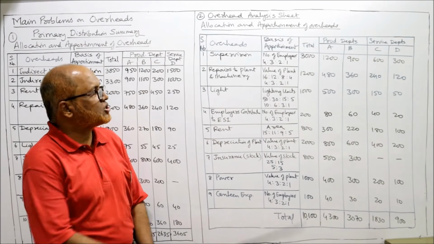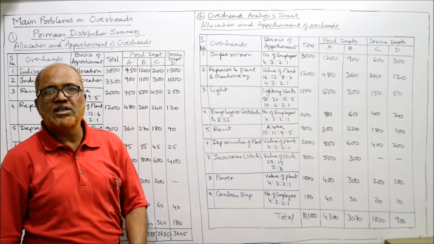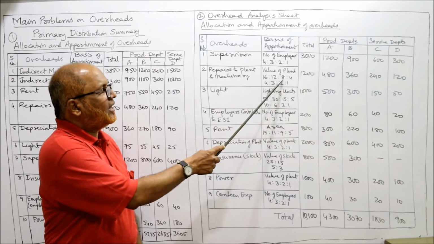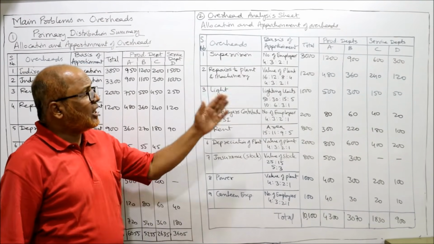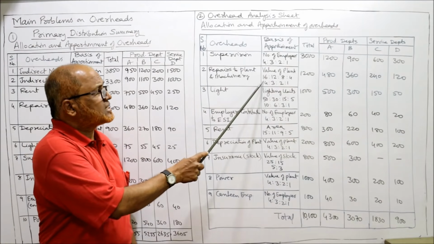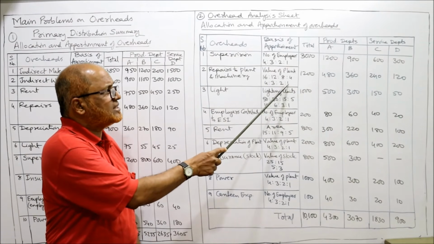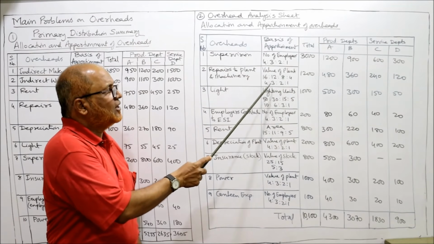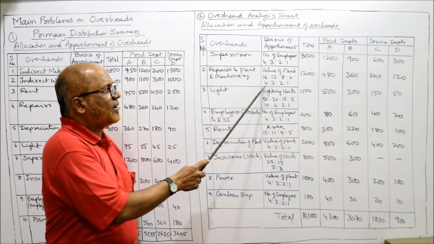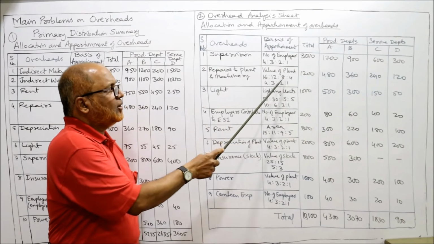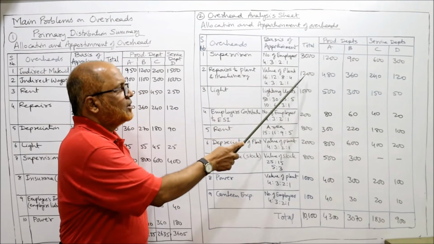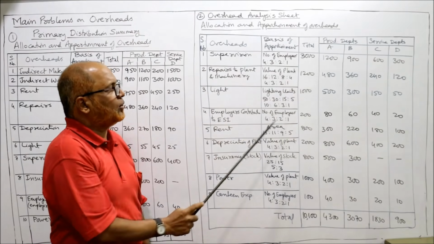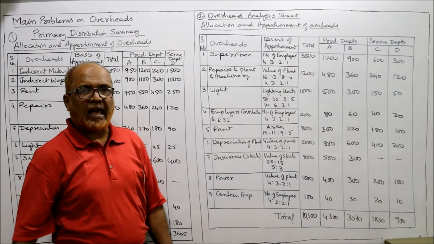Repairs to plant and machinery is given as 1200 rupees. This will be apportioned on the basis of value of plant. The value of plant is 16, 12, 8, 4. All are divisible by 4. 4 4s are 16, 4 3s are 12, 4 2s are 8, 4 1s are 4. So we divide 4 plus 3, 7, 8, 9, 10. 1200 into 4 by 10, 480. 1200 into 3 by 10, 360. 1200 into 2 by 10, 240. 1200 into 1 by 10, 120. Over. Next one is light.